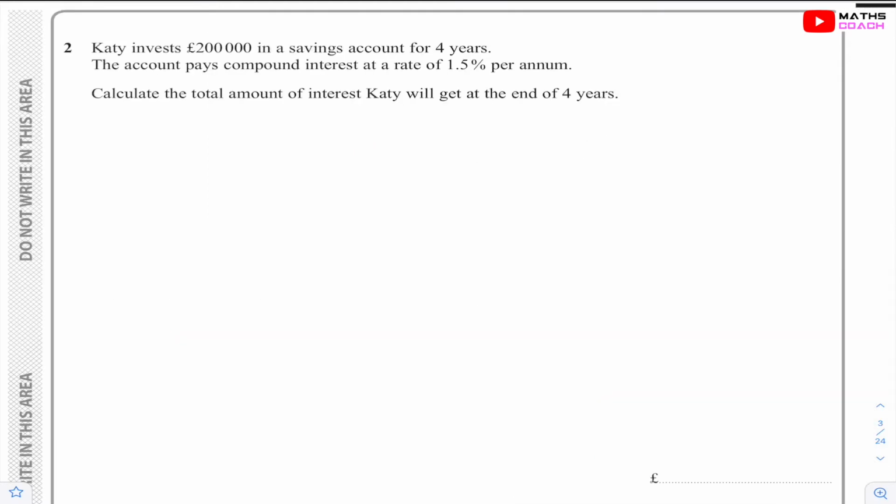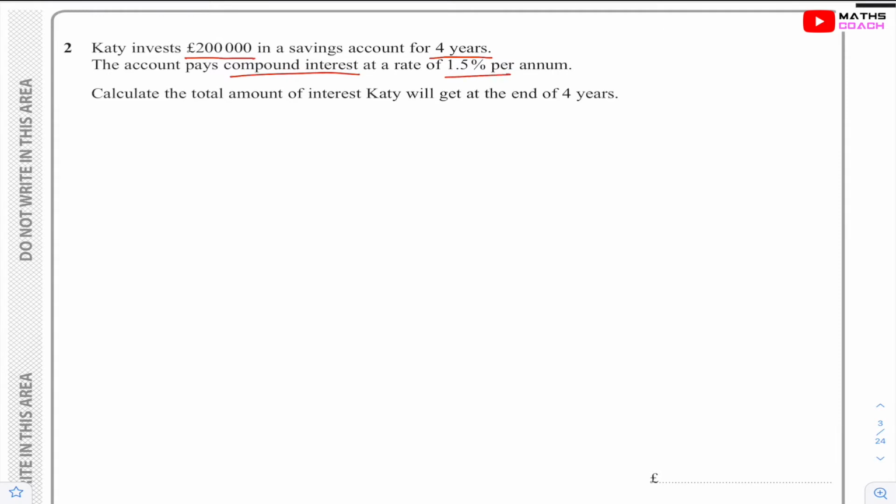Okay, question number 2. Katie invests £200,000 in a savings account for 4 years. The account pays compound interest at a rate of 1.5% per annum. Calculate the total amount of interest Katie will get back at the end of 4 years. So let's highlight some key parts. 200,000 is our original amount, it's our principal amount, and we invest for 4 years. And the account pays compound interest at a rate of 1.5% per year.